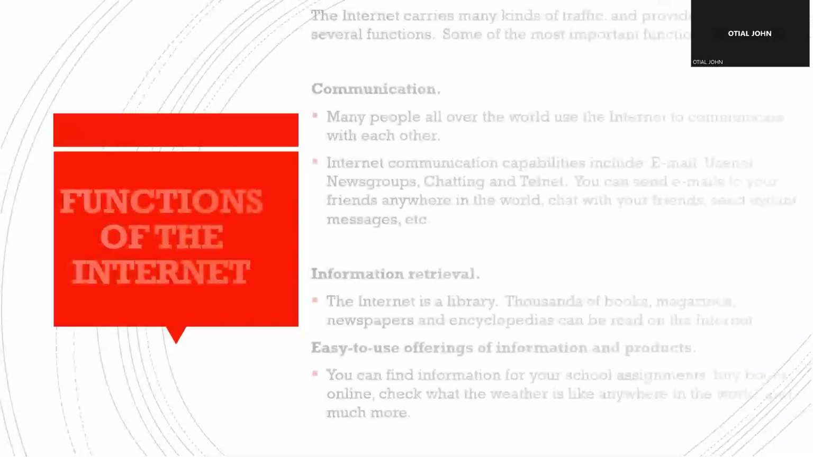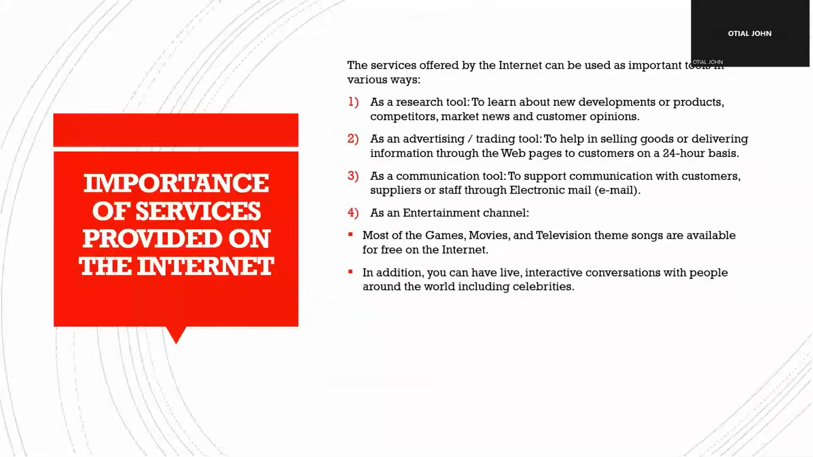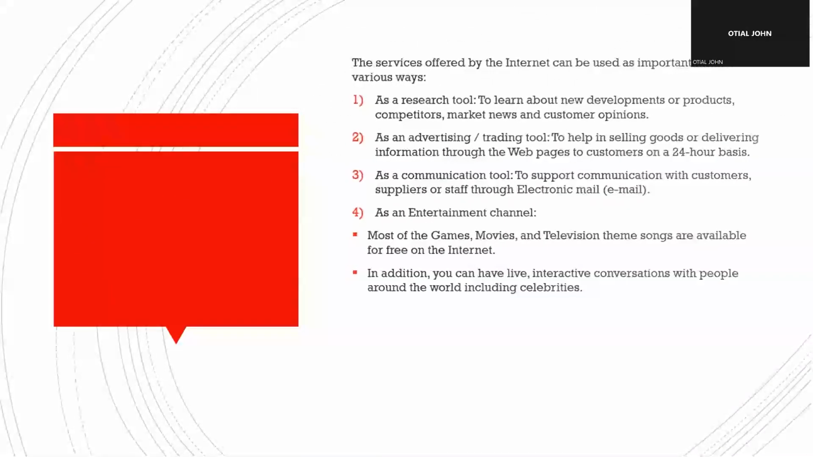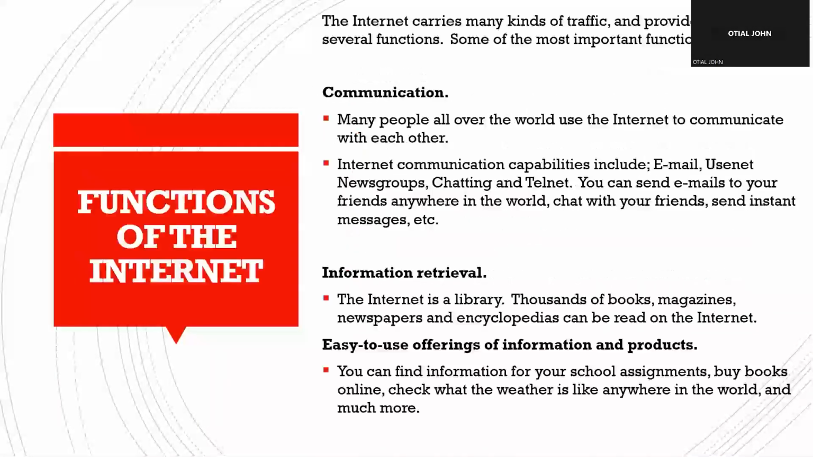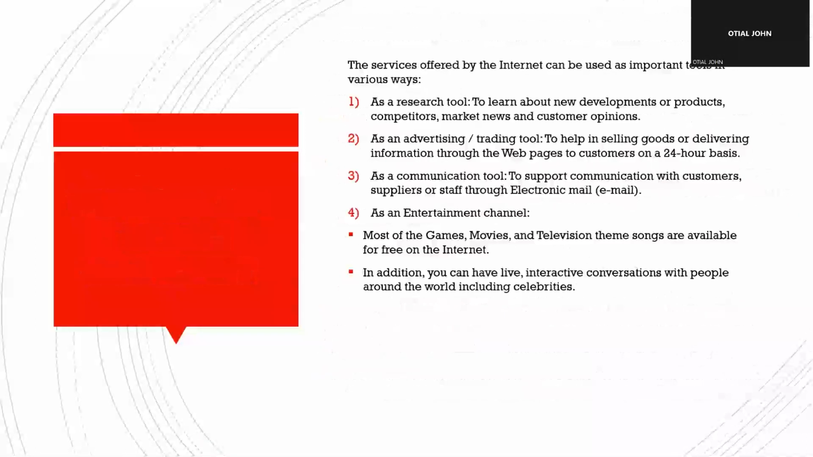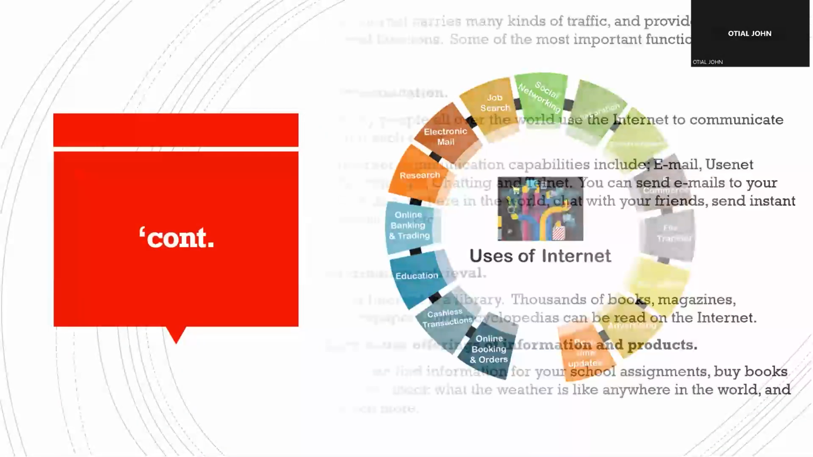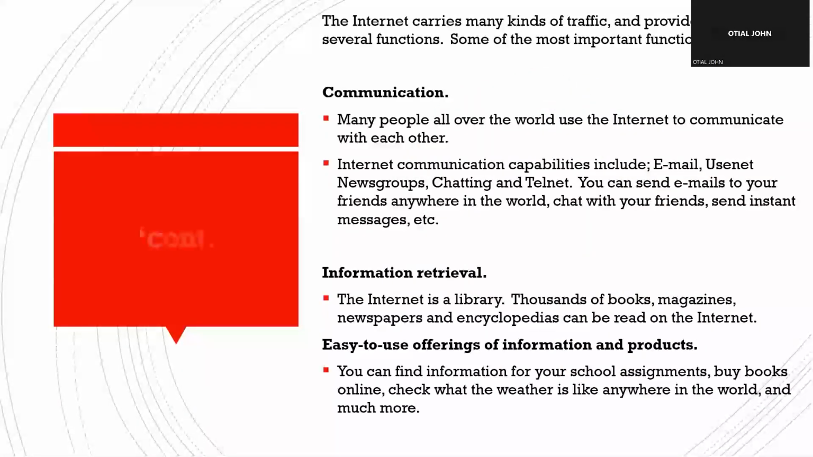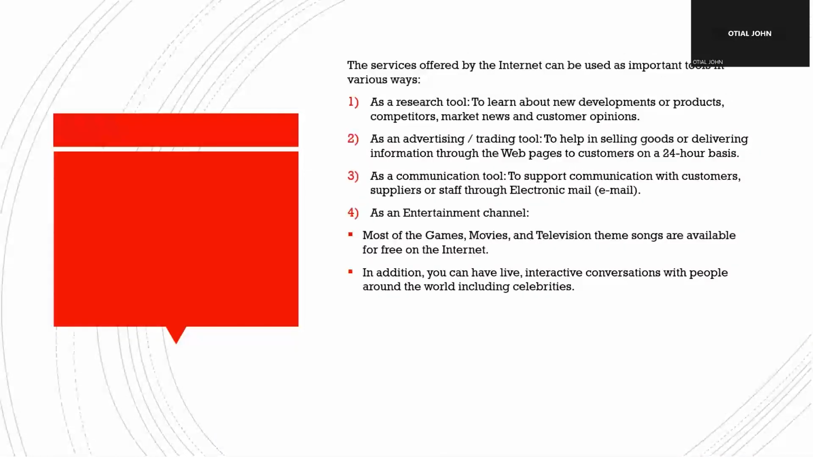And then another one is what we call information retrieval. The internet contains a lot of resources where one can easily retrieve information. Another one is what we call easy information sharing. For example, if I want to share some documents or notes with you, I will just use internet services such as WhatsApp or email, and then I can send it to you. Those are the main three functions.